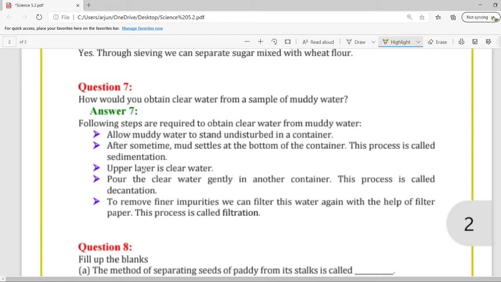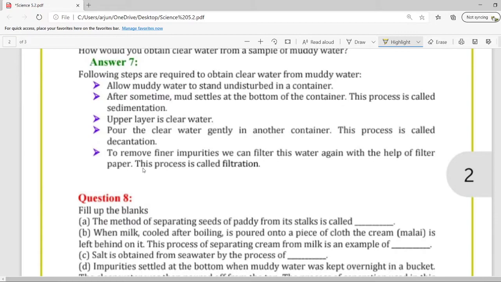Question number 7 is: how would you obtain clear water from a sample of muddy water? So let's see. The following steps are required to obtain clear water from muddy water. The first step is to allow muddy water to stand undisturbed in a container. As in the previous question number 5, we give some time for the particles to settle down. So here also we will do that.